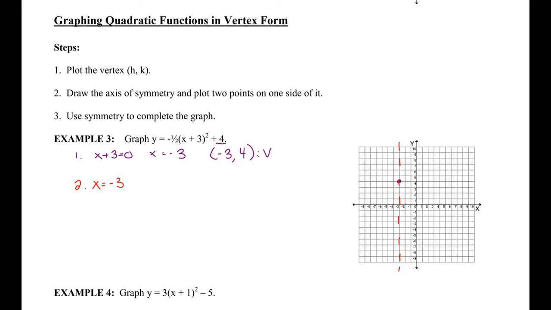And then step 3 says use symmetry. We can also use our table. So we have 5 values on the table again, with our vertex going in the middle. So I'm going to pick 2 values to the left of the vertex and 2 to the right of the vertex, and plug those back into the original function in order to get the y values.